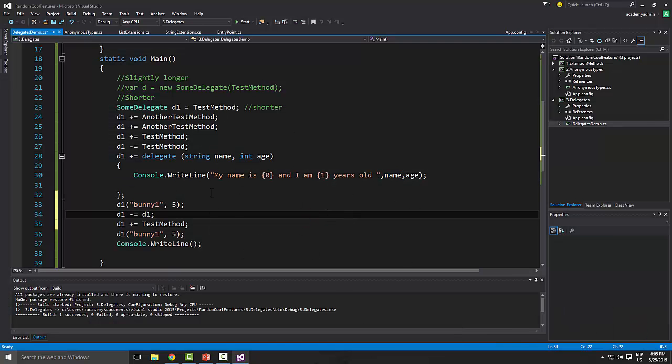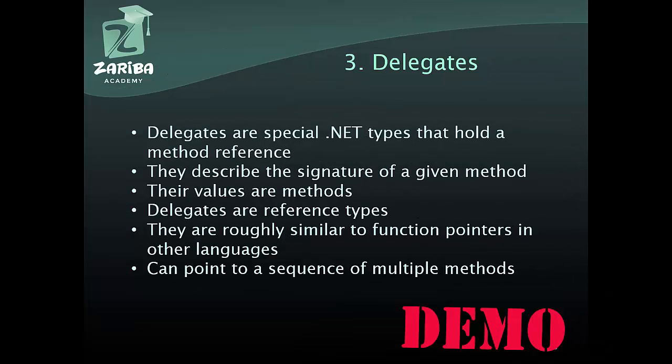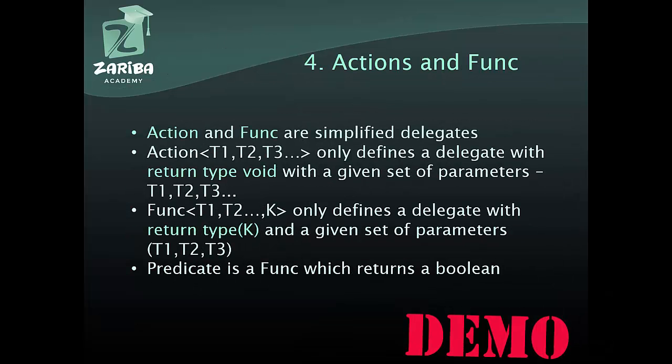All right, so after the weird questions about delegates, we just move on. After that we have actions and func. I'm not saying functions, it's pretty much that, but in C# it's denoted func. Okay, so action and func are simplified delegates. So this is what you would normally use.